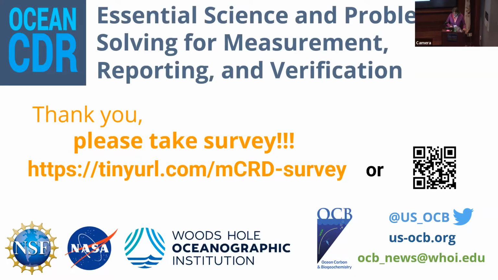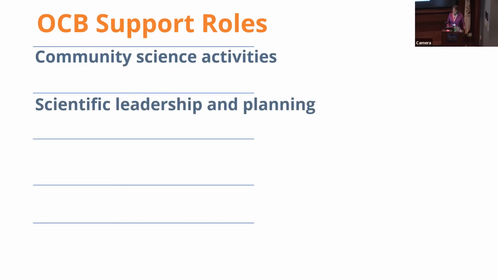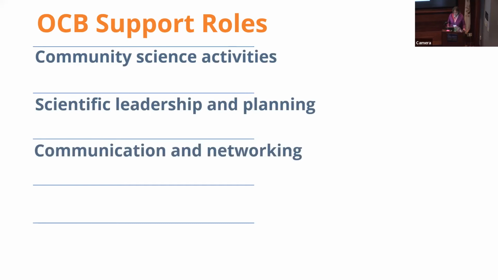I just want to remind you that OCB has a lot of support roles to play in this realm. I started the meeting with this slide and I'll end with this slide. We've been doing this since 2006. Community science activities doesn't just include workshops, it's working groups, it's synthesis work, it's intercomparison, intercalibration activities, it's training and capacity building activities. And we have been a leader and a participant in national and international science planning, so we can have a voice and we can help you engage on this as a community.